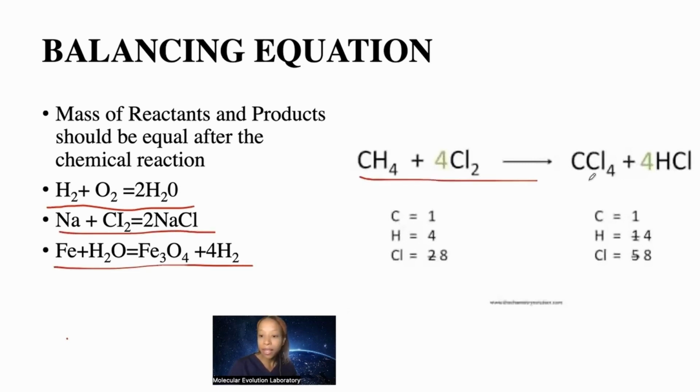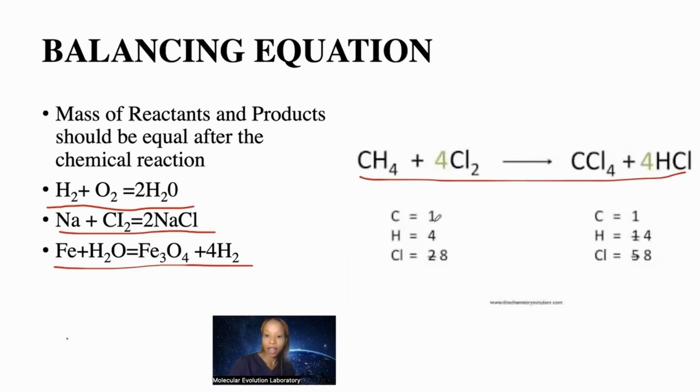So this is the balanced equation. Let's see what was done here. This is the actual equation. If you omit the 4 that was inserted, methane plus chlorine reacts to form carbon tetrachloride and hydrochloric acid.